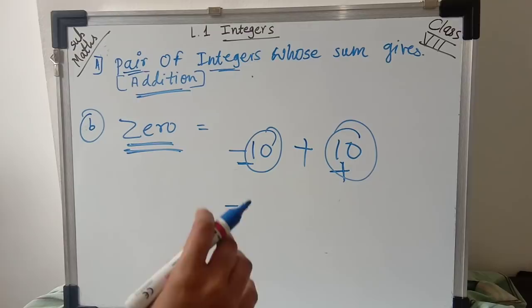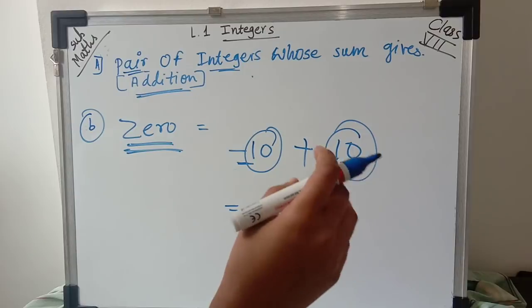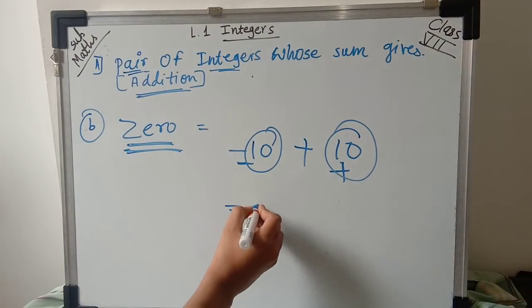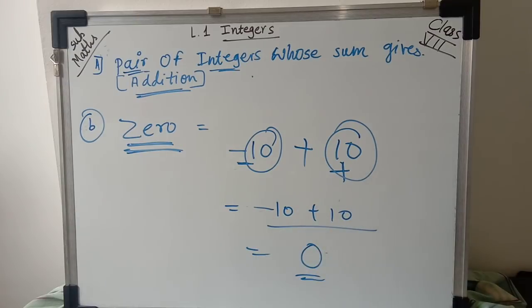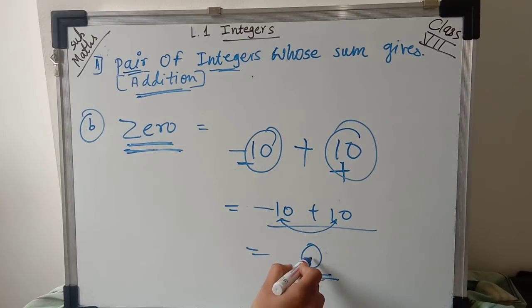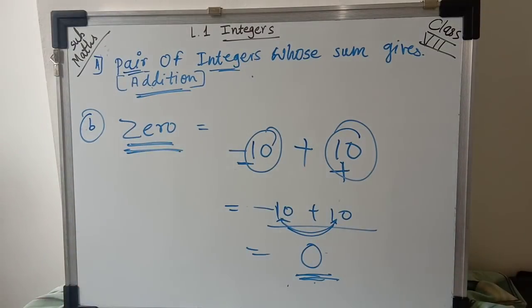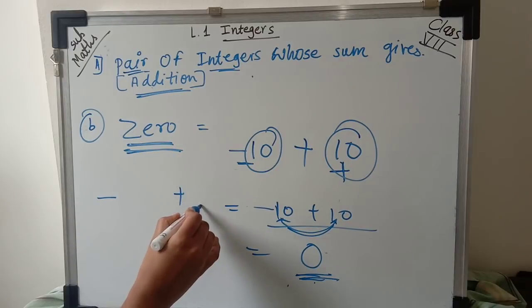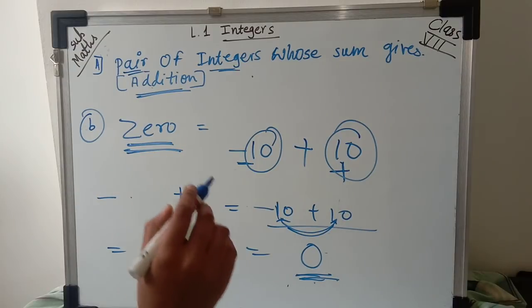Here we have to remember additive inverse. When we add them together we'll get the 0. So here minus 10 plus 10 is equal to 0. So see, this is the pair for the integer 0. So remember students, you will get the addition of two integers 0 when one is negative and one is positive, but here the whole number of both the integers will be the same.